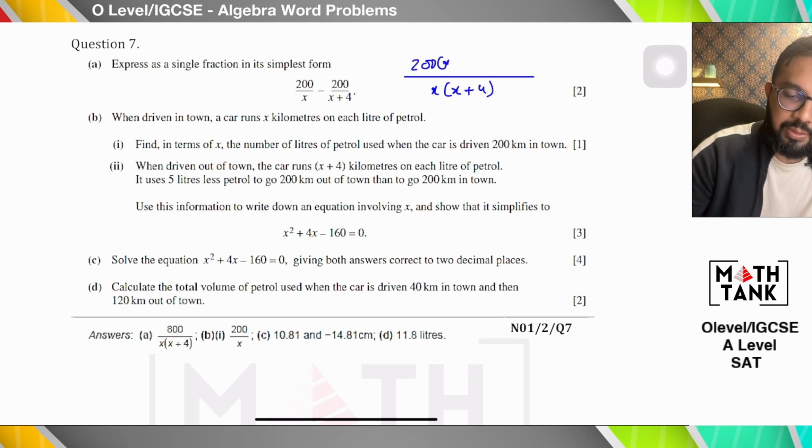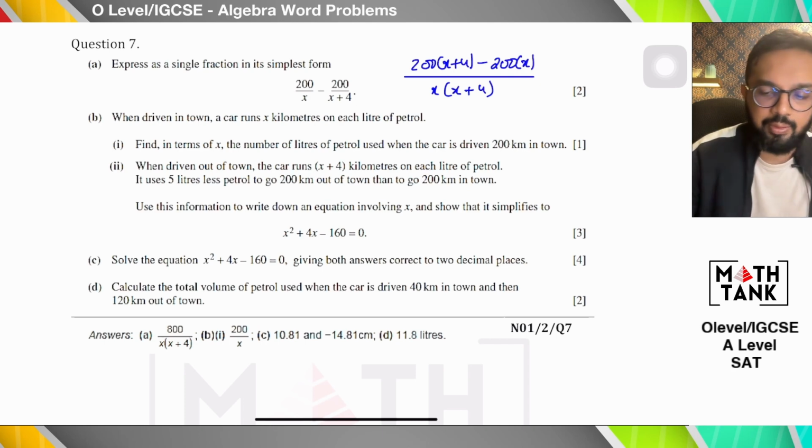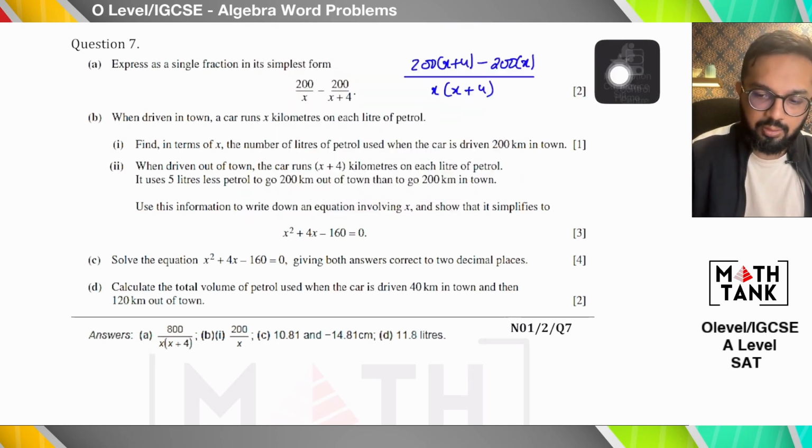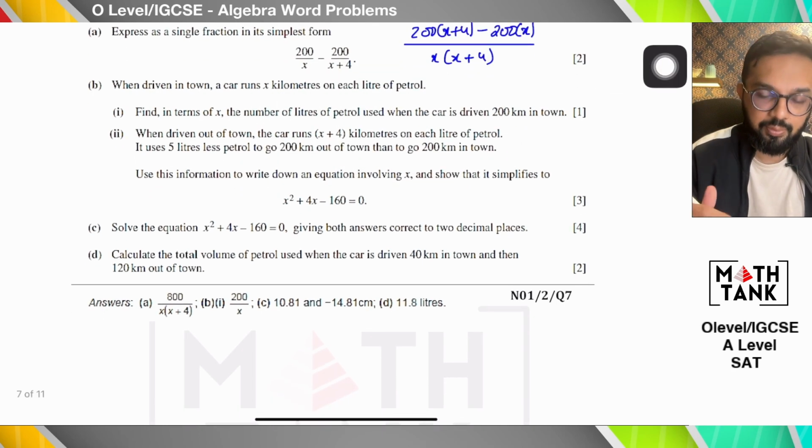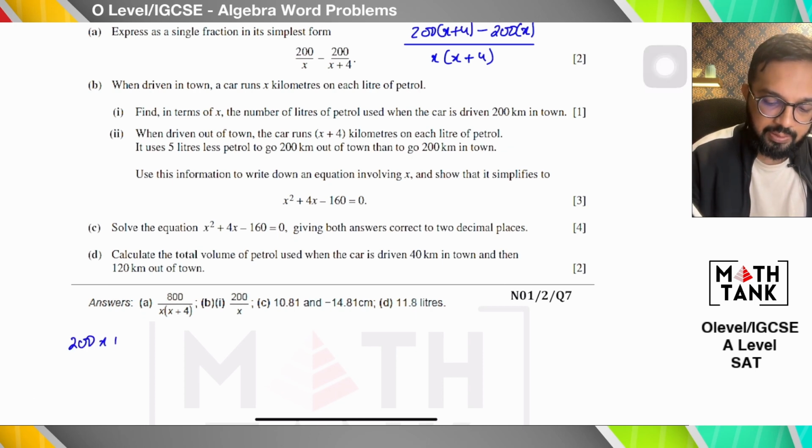So 200 into x plus 4 minus 200 into x. So 200x plus 800 minus 200x, over x into x plus 4.